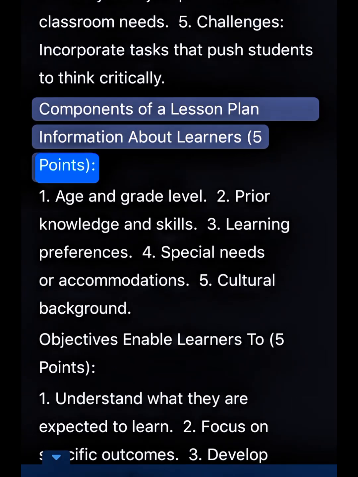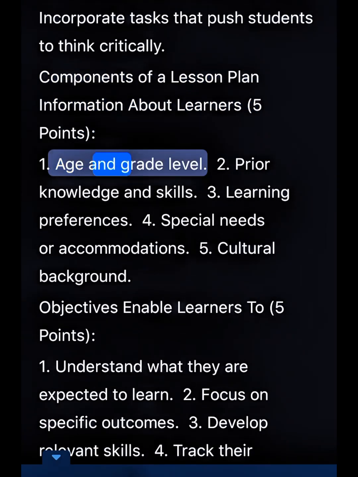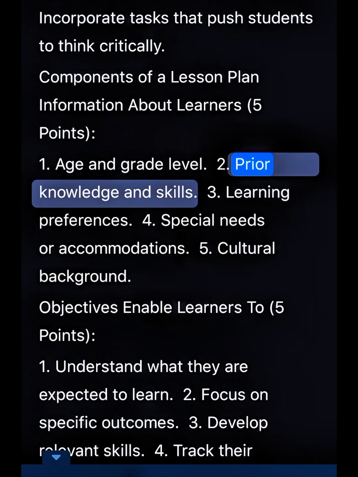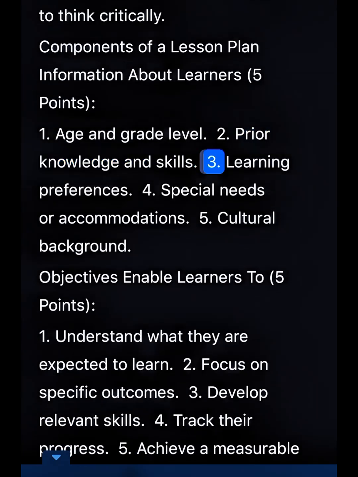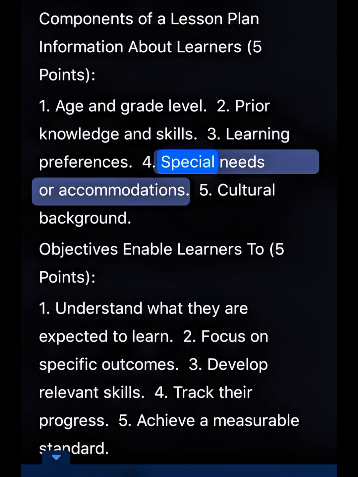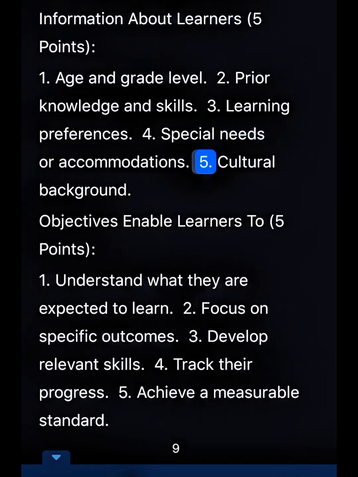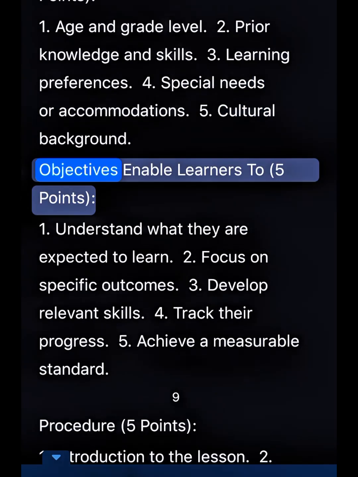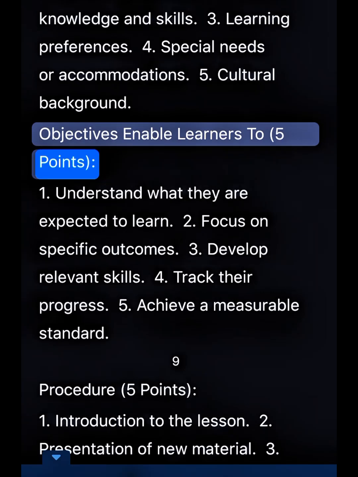Information about learners. 5 points. 1. Age and grade level. 2. Prior knowledge and skills. 3. Learning preferences. 4. Special needs or accommodations. 5. Cultural background. Objectives enable learners to, 5 points.